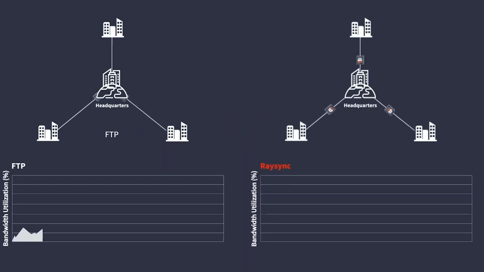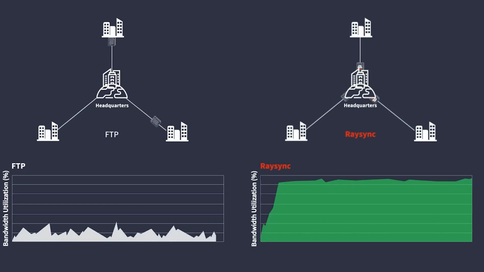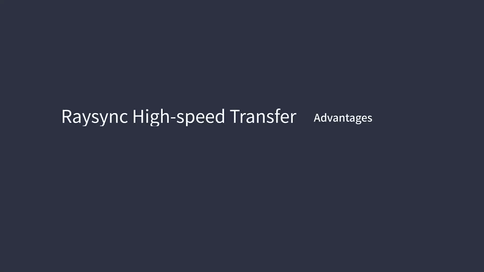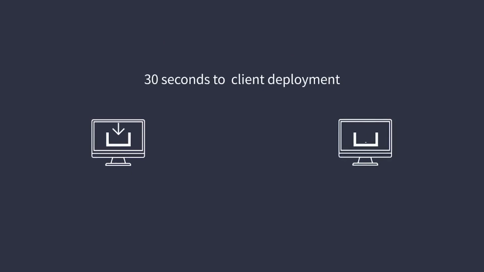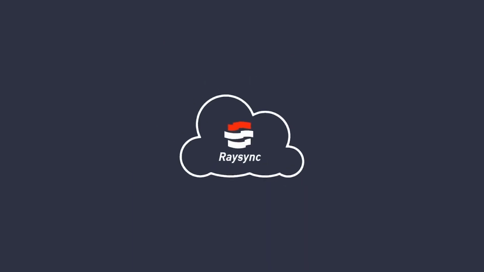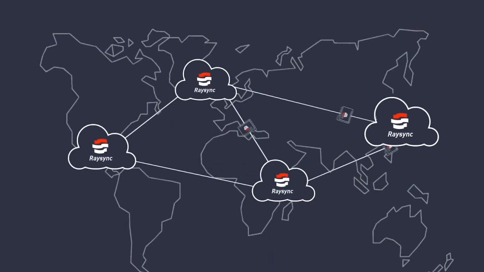Raysync adopts a new network transmission protocol, providing large files of terabytes and even petabytes transmission acceleration service, making transmission speed up to 100 times faster than FTP. For example, it takes about 14 minutes for Raysync to transfer a 100GB package.